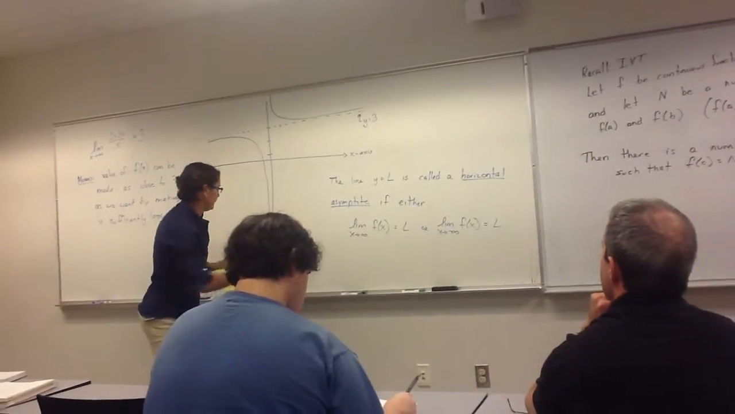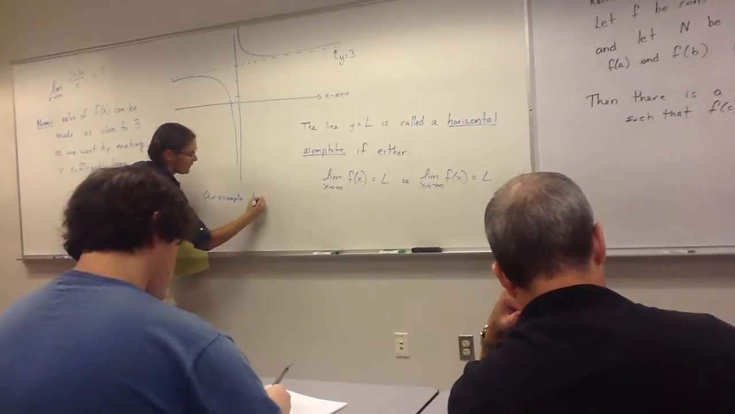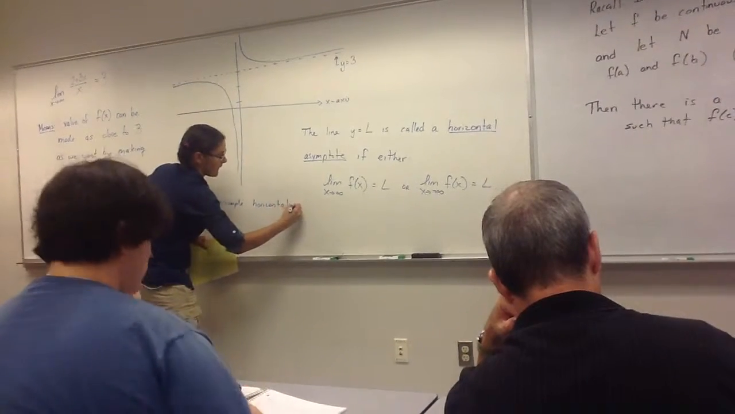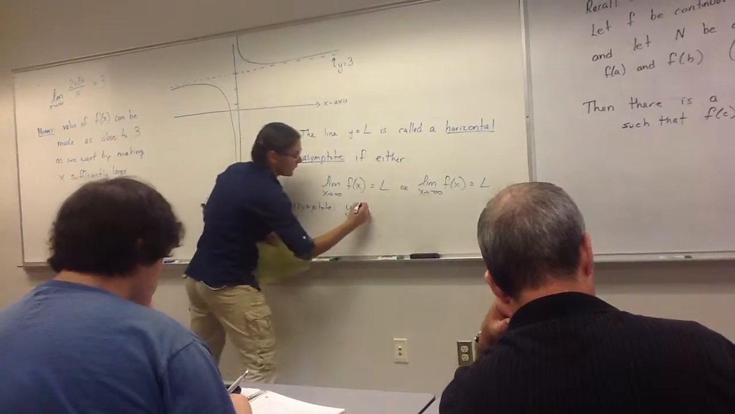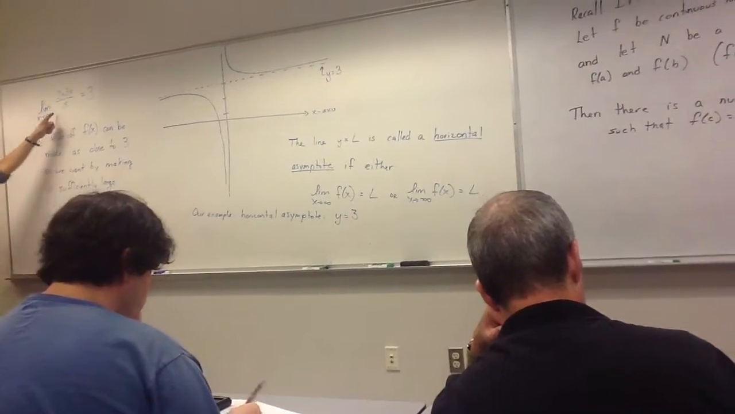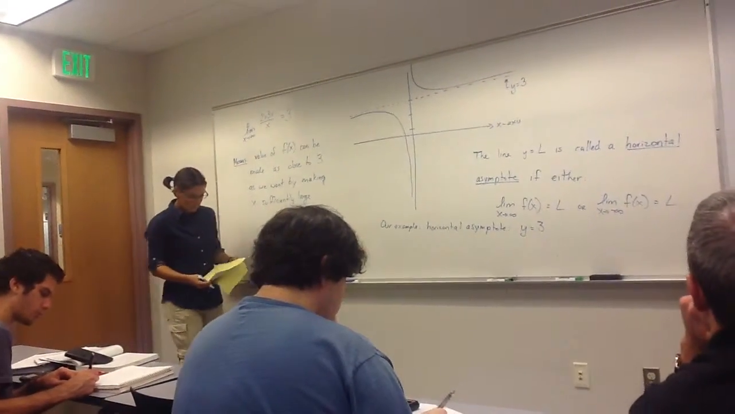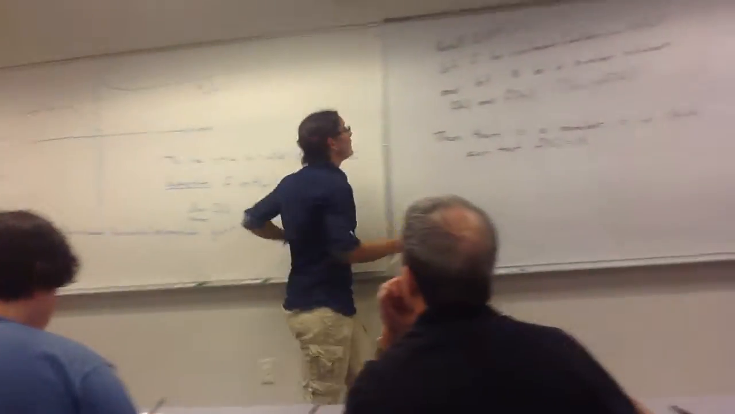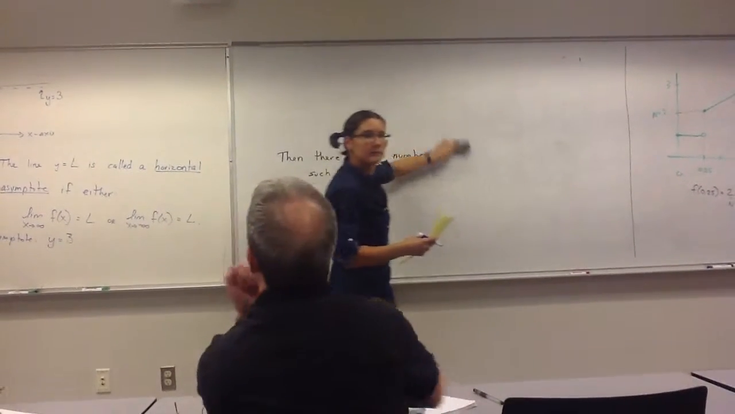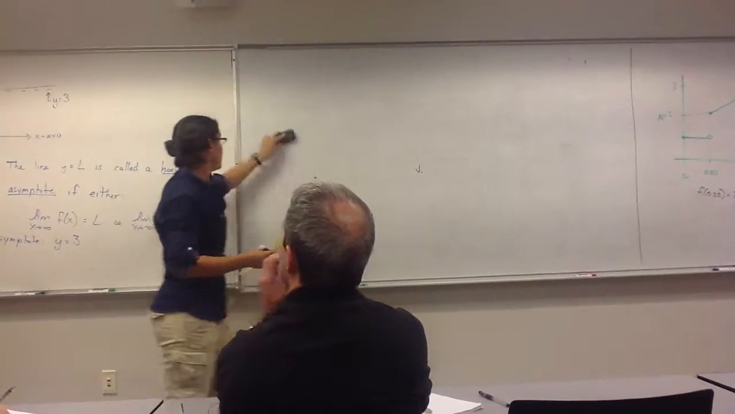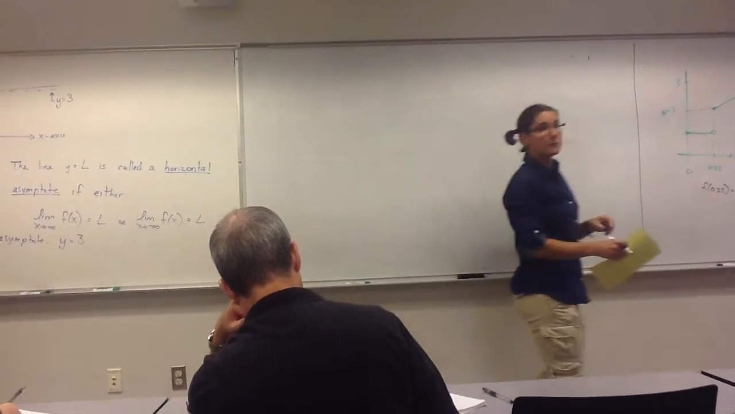So in our example, we have a horizontal asymptote of y is equal to 3 because our limit as x approaches infinity of this function is equal to 3. Would this function also have a vertical asymptote? It does. This function also has a vertical asymptote at x is equal to 0. So functions can certainly have both vertical and horizontal asymptotes.